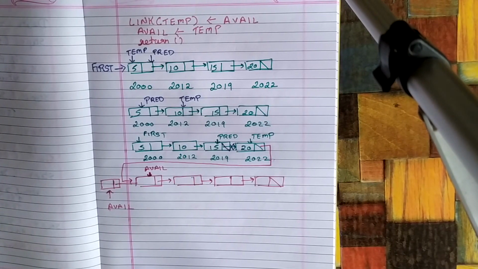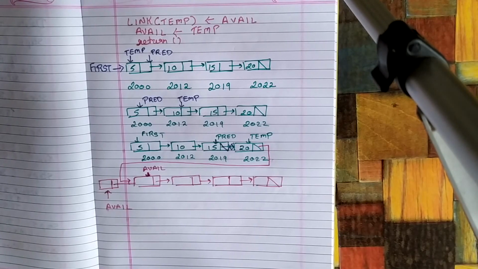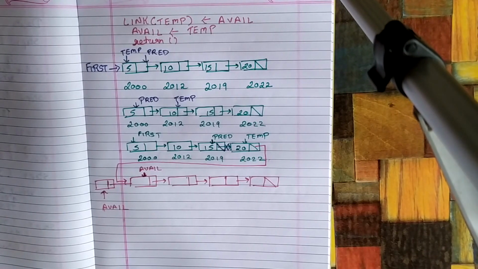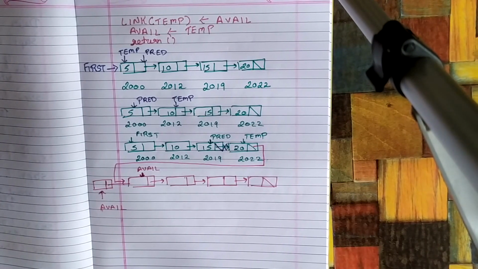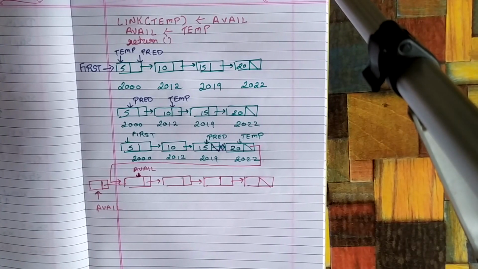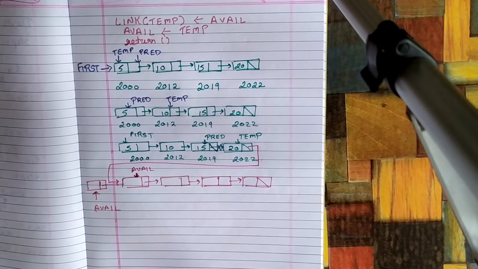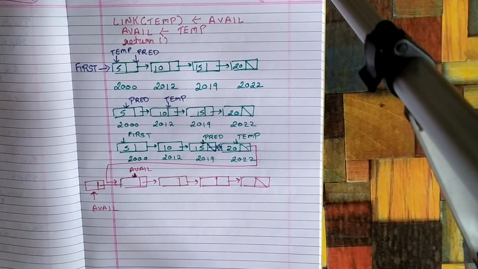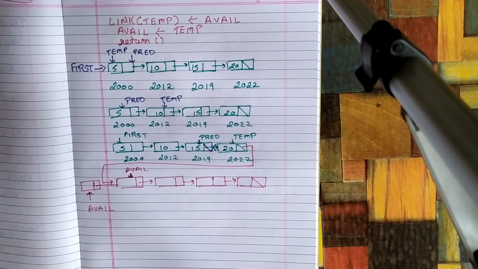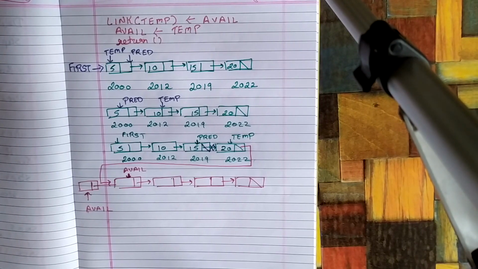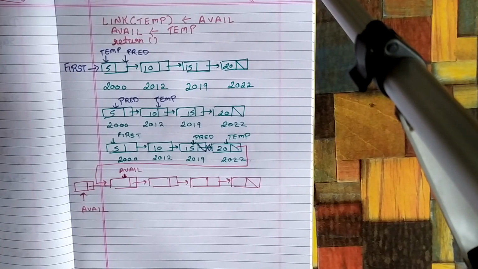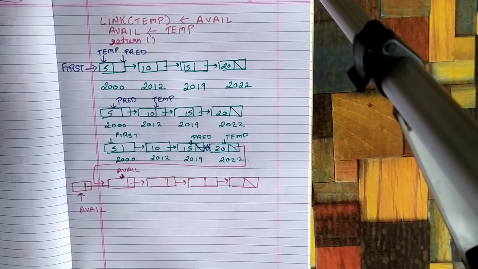So here link part of temp is not equal to null because temp is pointing to next node whose address is 2012 and 2012 is not equal to null. So temp will point to 2012 and PRED will point to 2000. Again you have to check link of temp is not equal to null. So temp will point to 15 and PRED will point to 10. This process is repeated until temp reaches last node. That means temp will be on 20 and PRED will be on 15.